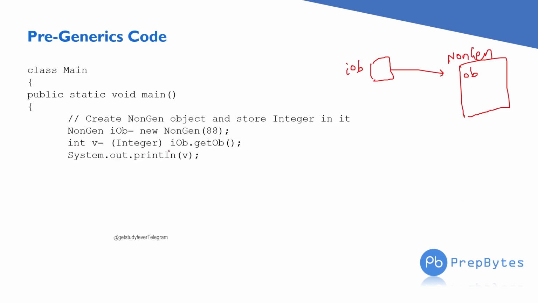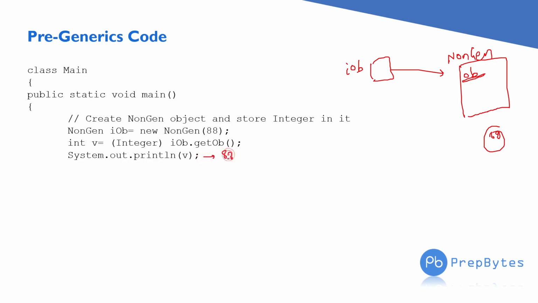Next, Integer v equals (Integer) iOb.getOb. This is typecasting. Integer is a wrapper class. I have told you that a prerequisite of watching generics is wrapper classes. Here iOb.getOb will go to the getOb function of the NonGen class and return the value of OB. OB is pointing to the address where 88 is stored, so it will return 88 and convert it into an integer. Therefore it will be stored in v, and I will have System.out.println(v). So the output here will be 88.